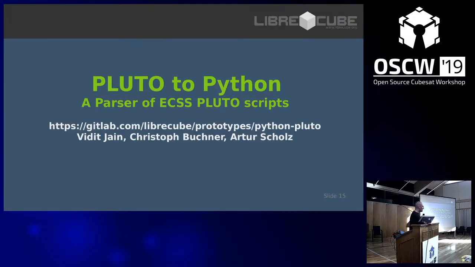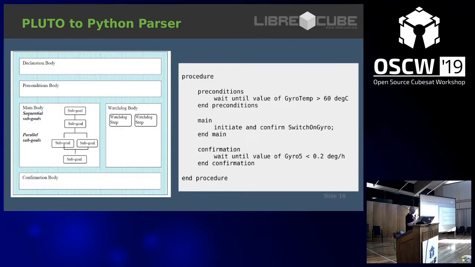Okay. Next project, PLUTO to Python. PLUTO is a standard from ECSS. This standard describes a domain-specific language to be used for testing and operations. So that's basically how this procedure would look like. It's like a recipe that you formulate, and it tells what the machine should do. So you trigger some actions, and you read some telemetry. So this is basically the language.